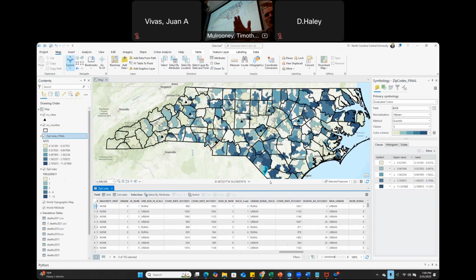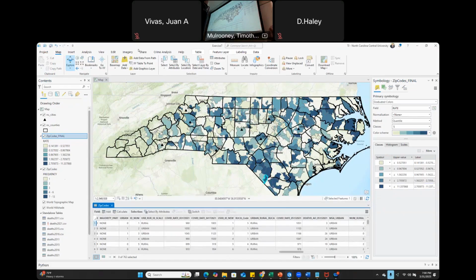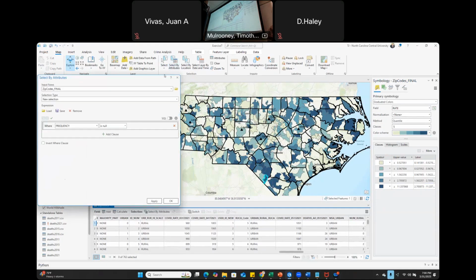So I went and did our RUCAs, rural urban commuting areas. All those do is give other definitions of rural. This is rural using population densities used by the Census Bureau versus MSAs used by OMB, the Office of Management and Budget in the United States. So now what do I do here? We're in the home stretch. Now I can select by attributes.